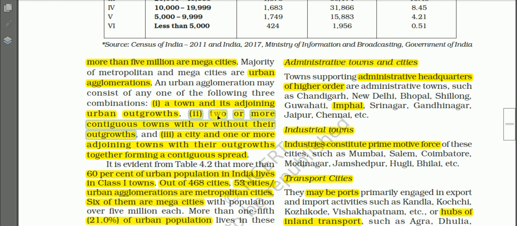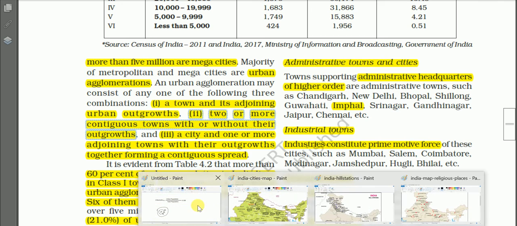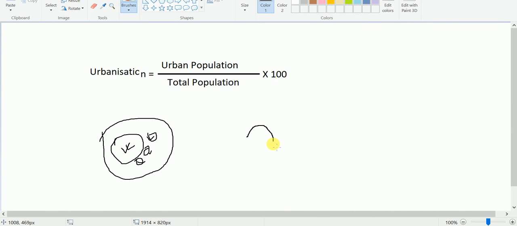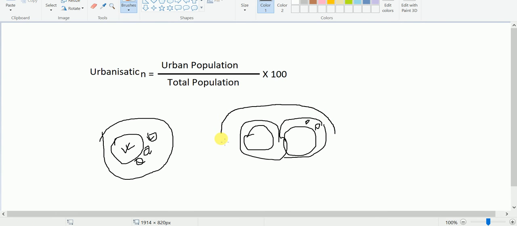Then number 2, 2 or more contiguous towns with or without their outgrowths. So the second combination is like this. Here we have a town, and here we have another town, and there may or may not be outgrowths. And as I have told you earlier, in due course of time the towns will grow. This town will grow and this town also will grow, and in due course of time the 2 towns may merge together, and this is what we call urban agglomeration.